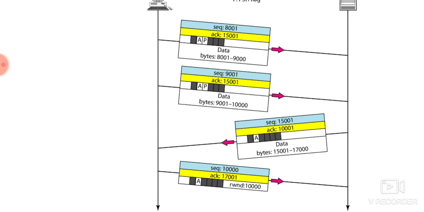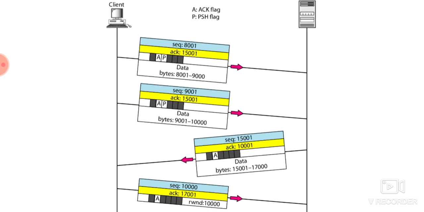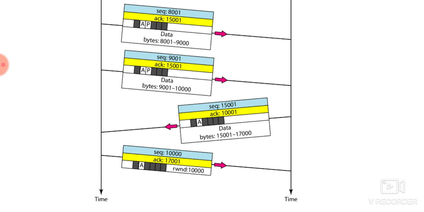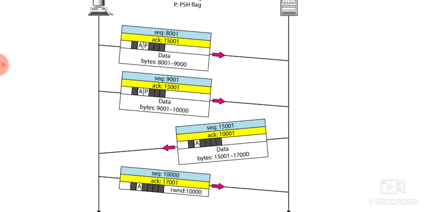The first three segments carry both the data and the acknowledgement, but if you see the last segment, it carries only the acknowledgement, because there is no more data to be sent. The sender is finished with the data. The values of the sequence and acknowledgement numbers are like this: sequence 8001, ACK 15001. This is nothing but the ACK of the previously received data.